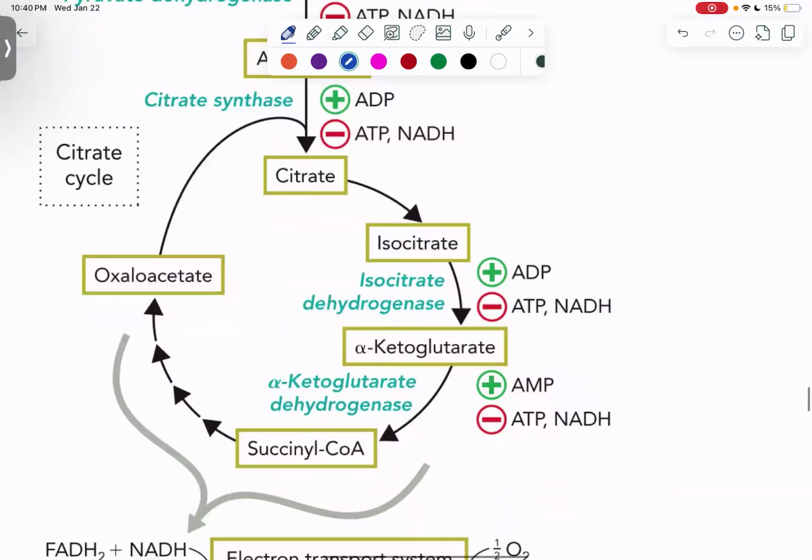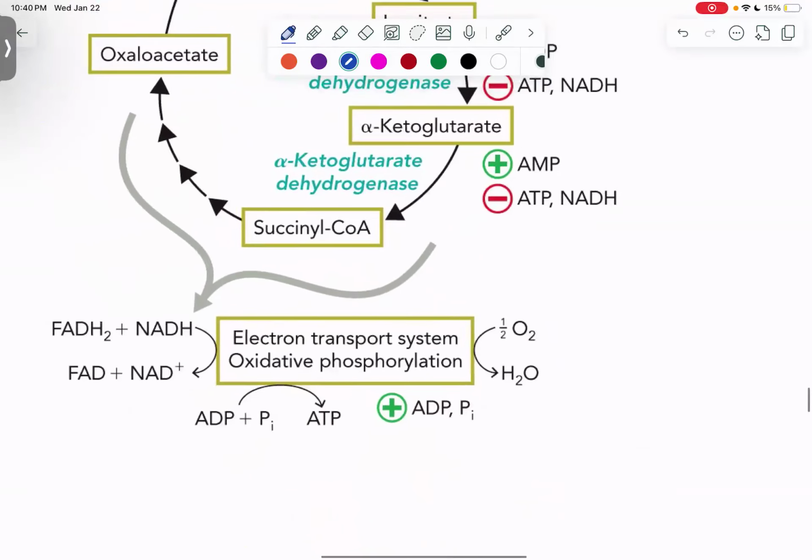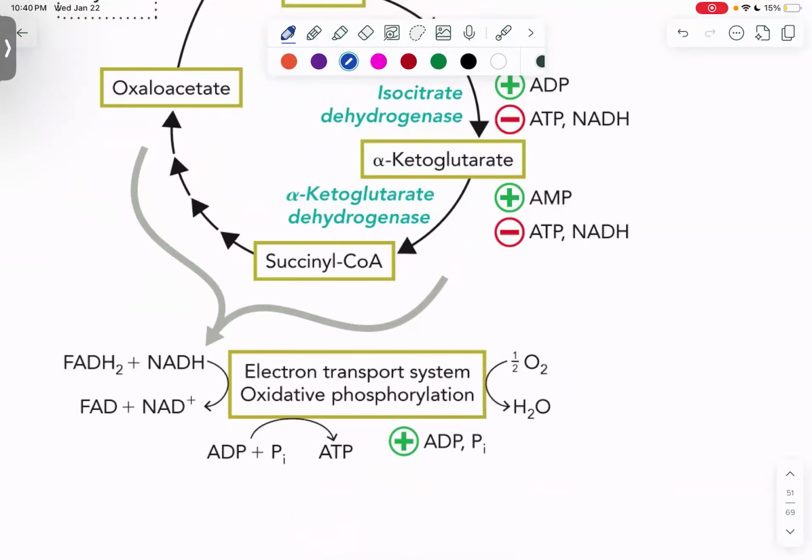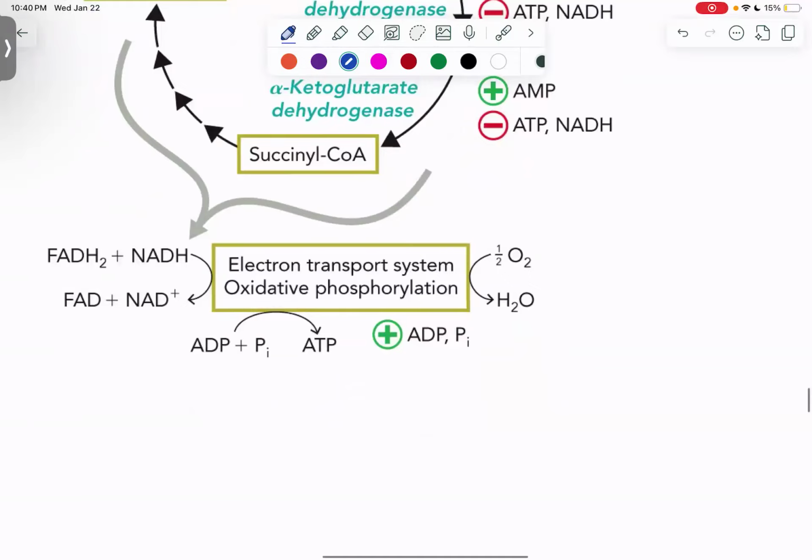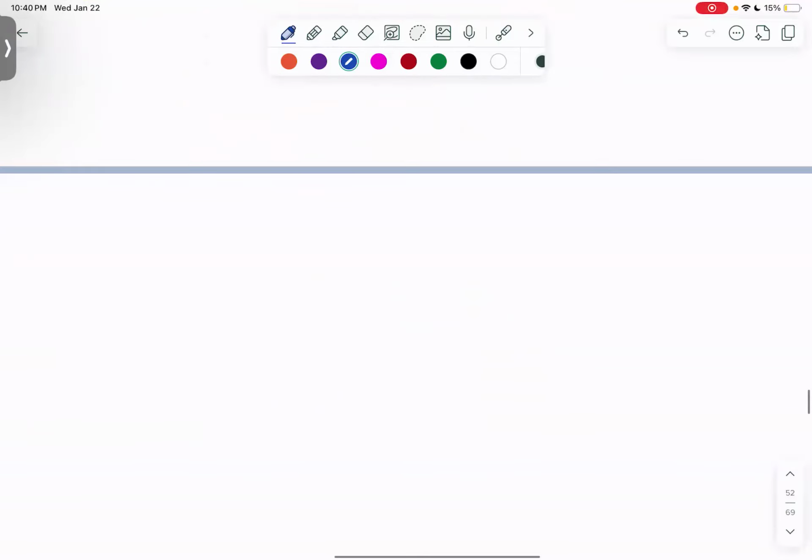And then we have our isocitrate dehydrogenase and alpha ketoglutarate dehydrogenase reactions within the citrate cycle that are highly regulated, right? So the electron transport system and oxidative phosphorylation, it's all dependent upon everything that comes before it. So you have the ratios of all your different electron carriers and your energy charge of the cell that's going to regulate your oxidative phosphorylation.